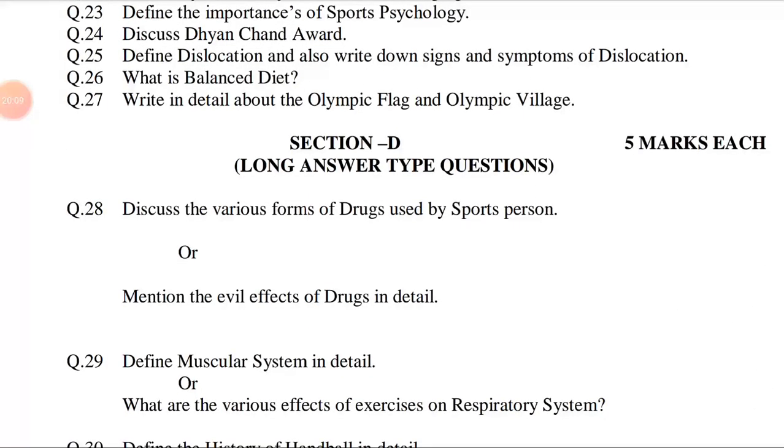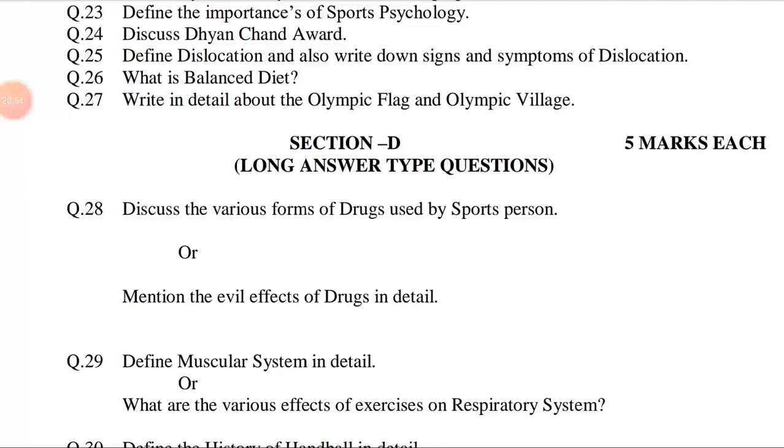This question is related to chapter number 7, National Games. Discuss means talk over, talk about. The answer may be who is Dhyan Chand, from where he related, the title name given to Dhyan Chand, how many Olympic medals India won during Dhyan Chand time, in which year Dhyan Chand Award started by the government of India, and how much money and whatever things are given to the awardees extra.